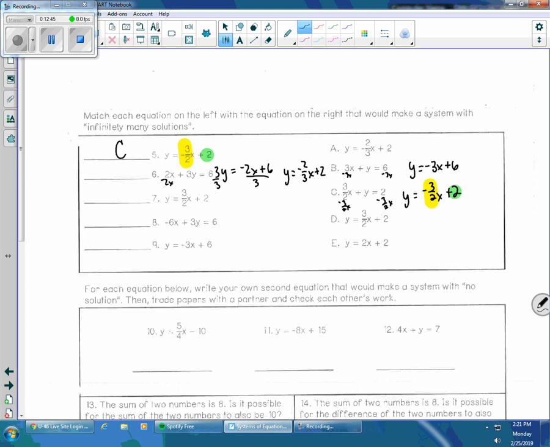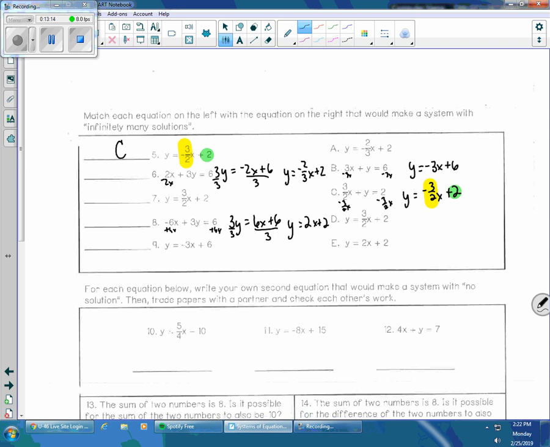I'm going to go ahead and convert number 8 right away. I need to add 6x to both sides. Then I'll have 3y equals 6x plus 6. Divide both sides by 3. And I'll have y equals 6 divided by 3 is 2, plus 2. And then the last one is in slope-intercept form.